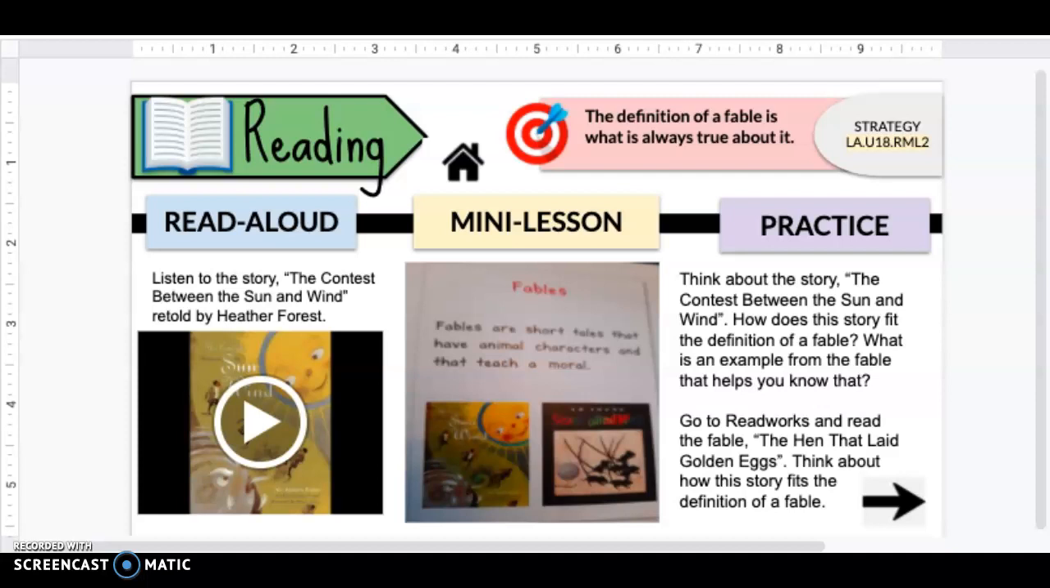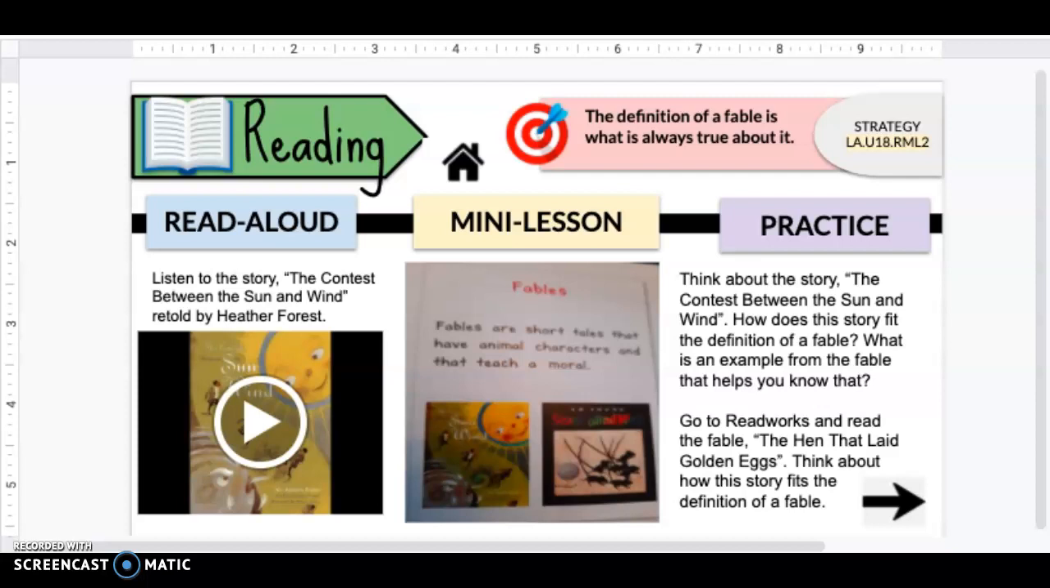So as you listen to, or maybe you have already read or listened to, The Contest Between the Sun and the Wind, think about it and think, does it fit the definition of a fable? Is it a short story? And does it have a character of an animal?